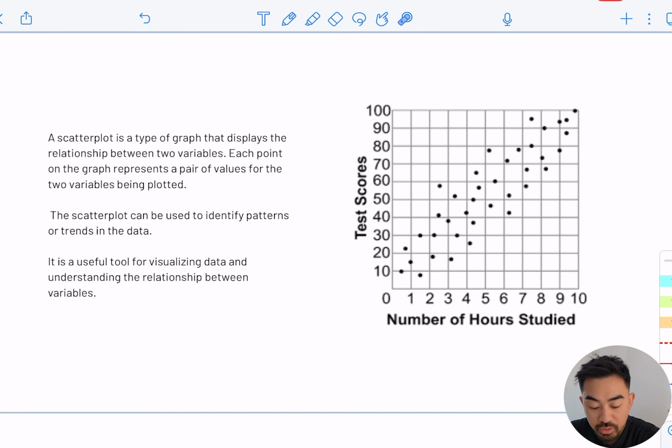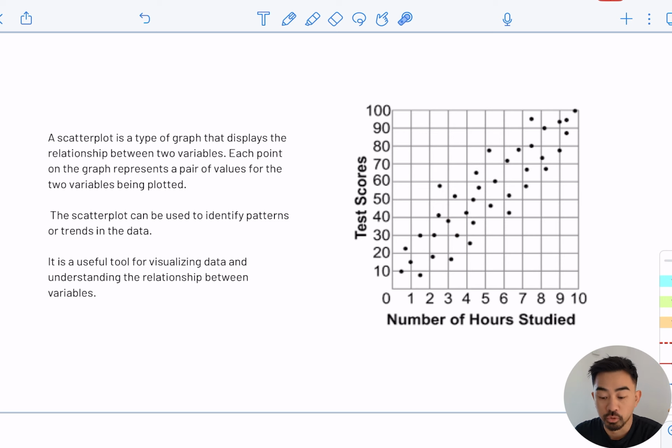Okay, so let's start by looking at actually what a scatter plot is. A scatter plot is just a type of graph that displays the relationship between two variables. Each point on the graph represents a pair of values for those two variables being plotted. Here you can see the example I've given is test scores and the number of hours studied. This person here, for example, studied about 4 hours and got a test result of, let's say, 28. So we're just plotting those on a graph here and seeing if there's a relationship.